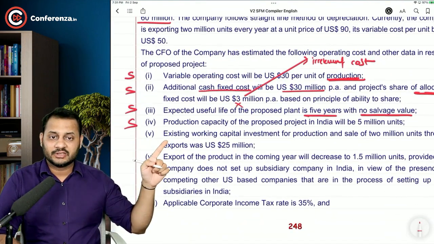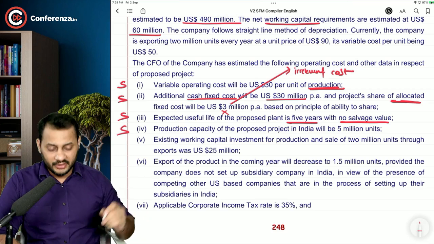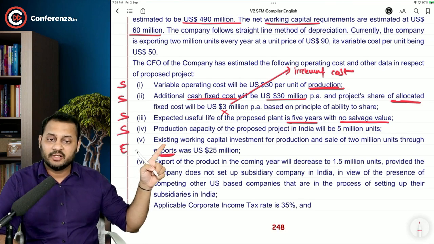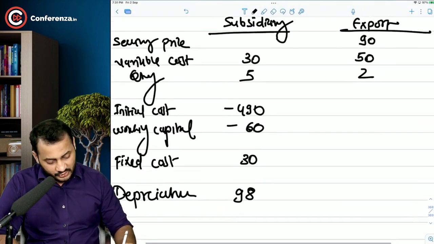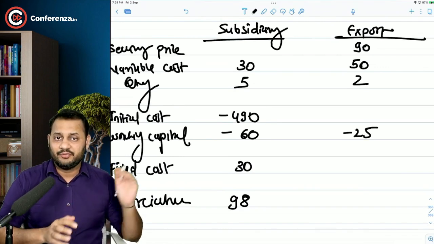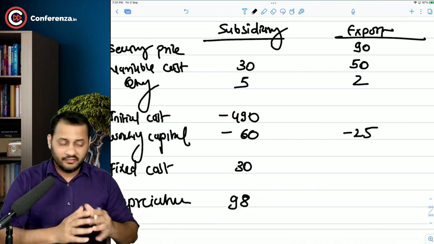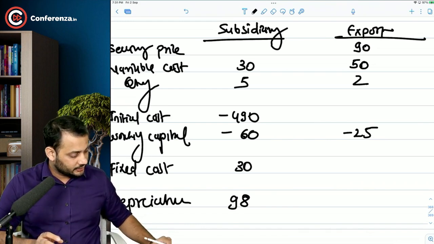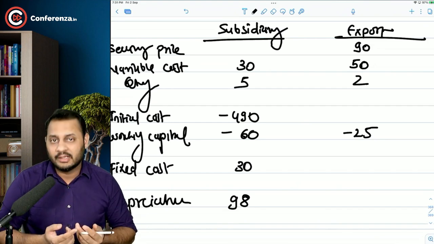Existing working capital investment for production and sale of 2 million units through export was $25 million. This is export related information. So understand, actually you are not required to invest $60 million if you set up a subsidiary. You can just release that 25, use that 25 here, and the additional cost will only be 60 minus 25. That's 35 million only will be required if you calculate on the basis of incremental approach.